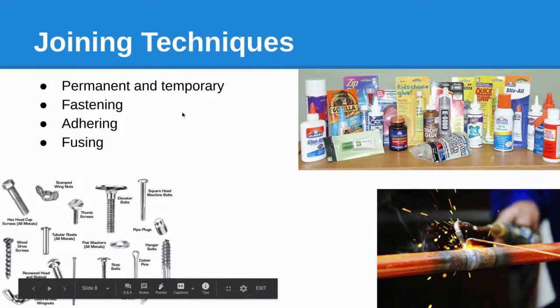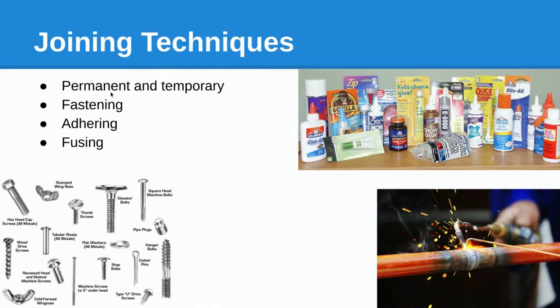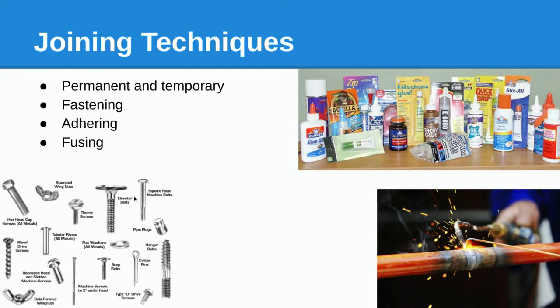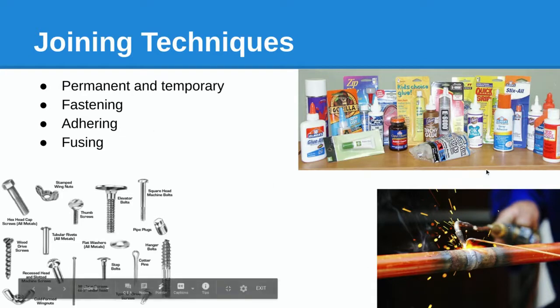Joining techniques. You can have permanent joining or temporary joining. IB would like you to know that the more environmentally friendly would be temporary, because then when a product is done, you can pull it apart and more easily recycle it. You can have fastening with nuts and bolts. You can have adhering with different types of glues, adhesions. And you can have fusing, things like welding.